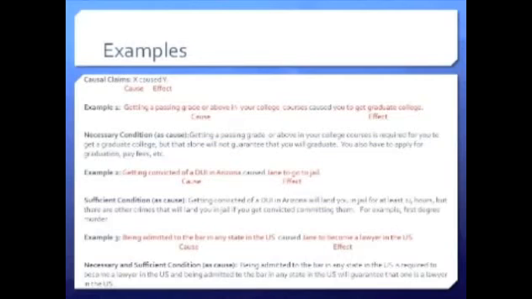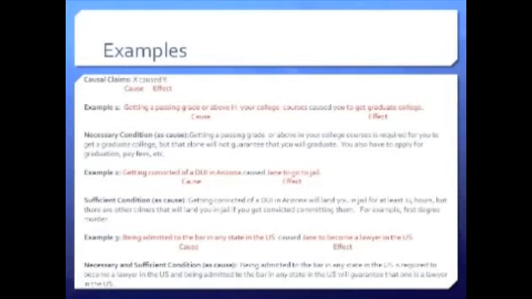occur. For example, getting a passing grade or above in your college courses is a necessary condition for you to graduate from college. You need to get at least a passing grade to graduate, but that alone will not guarantee that you will graduate. For example, if you fail to appropriately fill out graduation forms, you will not graduate even if you received a perfect 4.0 GPA. So getting at least a passing grade in your college courses is a necessary condition, but not a sufficient condition for graduating college.